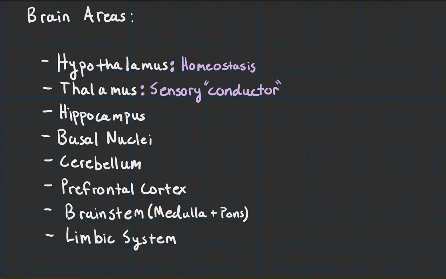Stuff like your auditory information will first go through the thalamus before going to its respective lobe. So that's what happens with the thalamus. It's kind of a conductor, kind of gathers the sensory information in one place and then directs it on where to go to the brain.